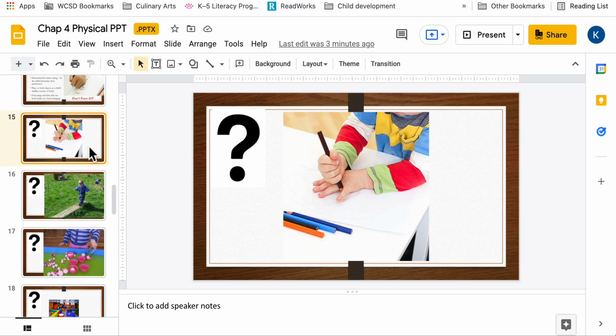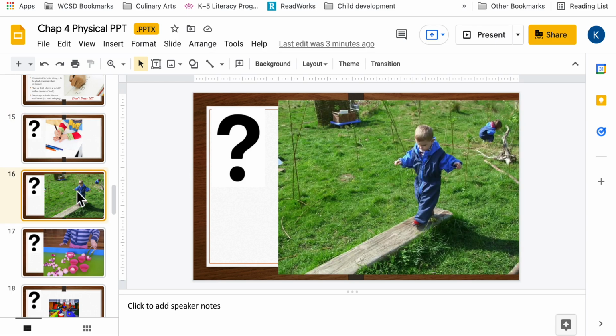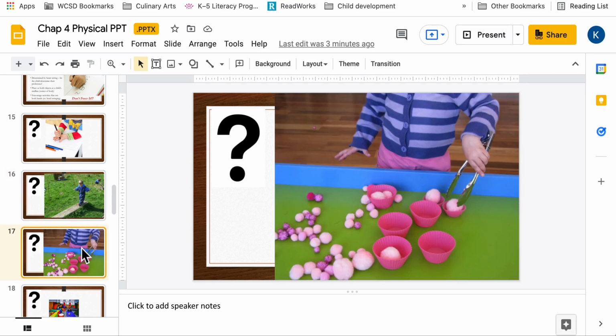Okay, looking at this one where they're tracing their hands, would you say that is gross or fine motor? It is fine motor. Very good, using those fingers. Okay, walking across the balance beam, would this be gross motor or fine motor? Totally gross motor, because they have to move across the beam, and that's going to take some large muscles. Okay, how about this one?